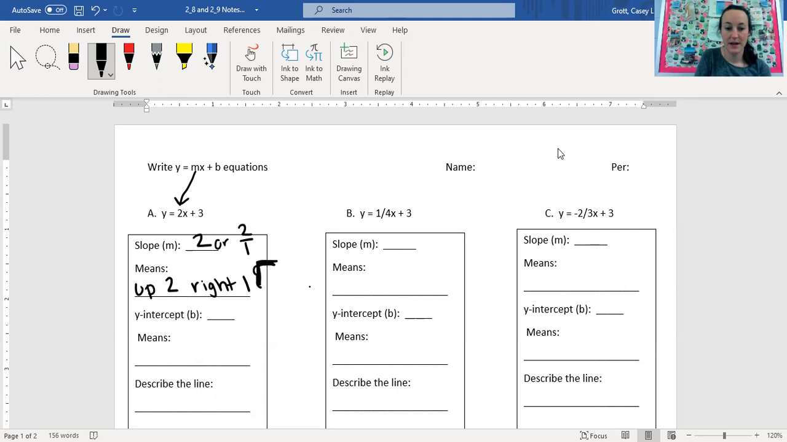My y-intercept is b. Well, b is the number coming after the x. So b is going to be 3. If you want to, you can put your plus sign with it. And this is where it's crossing the y-axis. Y-intercept, y-axis. So it crosses the y-axis at 3. Again, if I'm writing it, it should be going down on your paper.